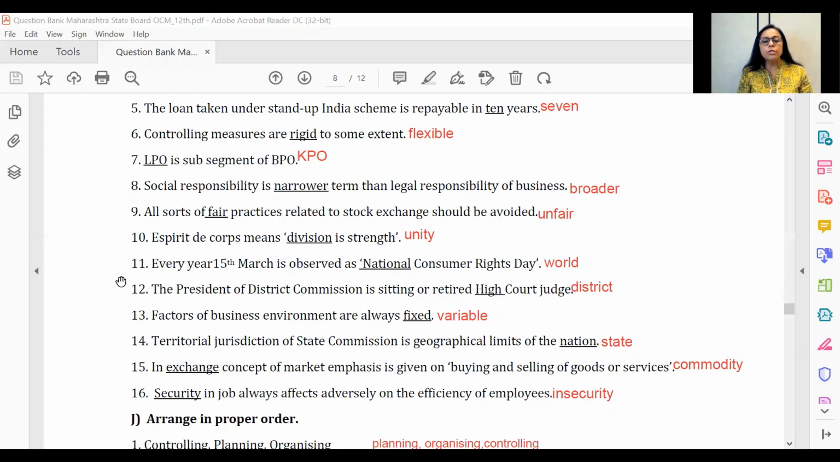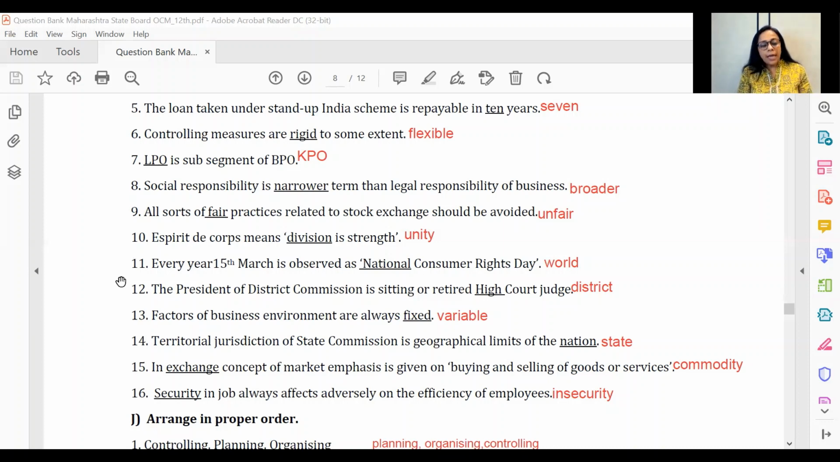Number 14, territorial jurisdiction of state commission is geographical limits of the state. Okay, so state commission is for state. National commission is for the entire nation. In exchange concept of market, emphasis is on buying and selling of goods and services. So this is the chapter of marketing. We have the topic of the various concepts of market. Type of market is deleted, but concept of market is included, and the buying and selling of goods and services, that concept is a part of commodity concept.